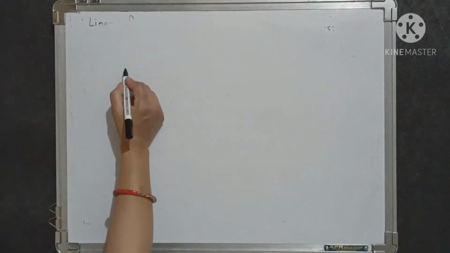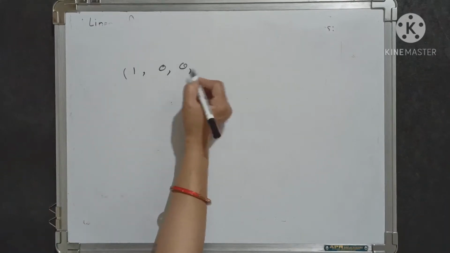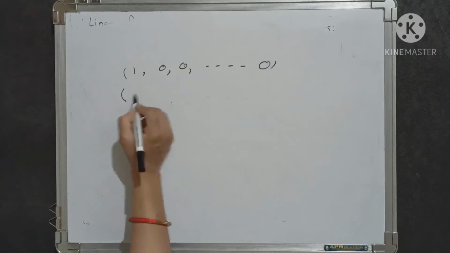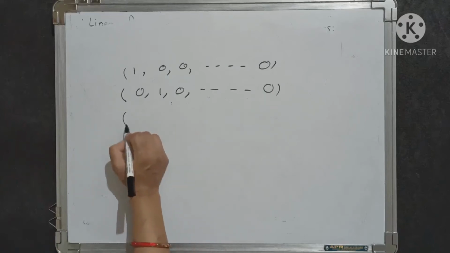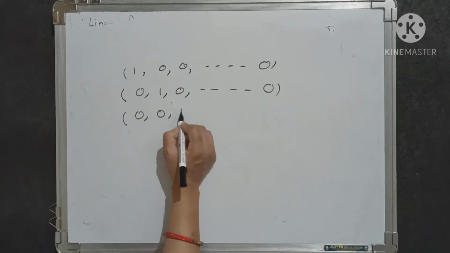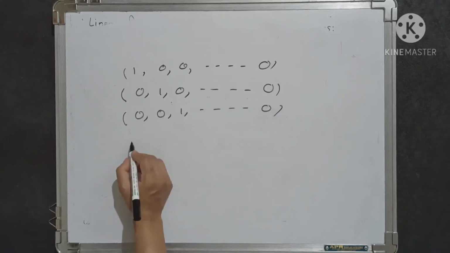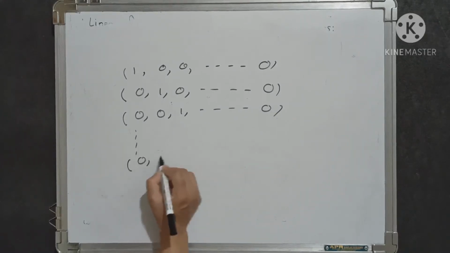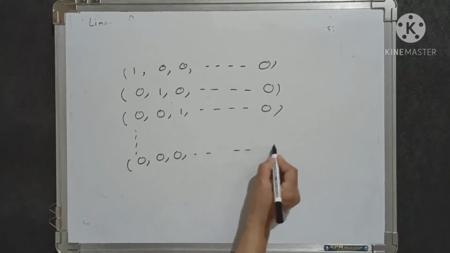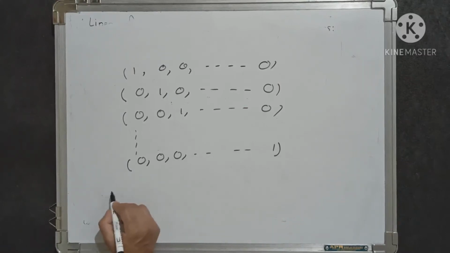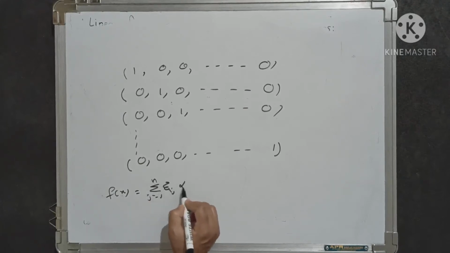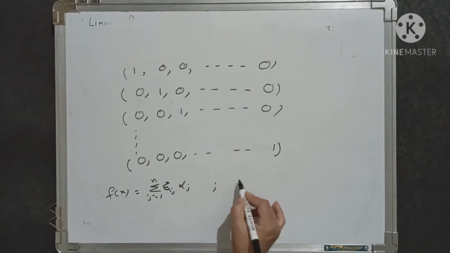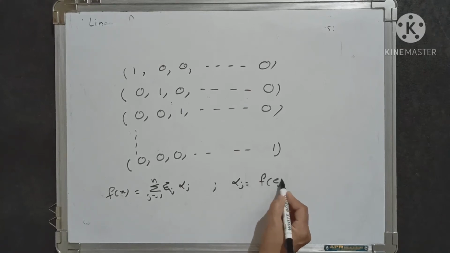We consider the n-tuples: first 1, 0, 0, up to 0; second 0, 1, 0, up to 0; third 0, 0, 1, and all the rest 0. Continue this up to 0, 0, 0, and the last is 1. We have that f of x equals the summation j from 1 to n of xi j times alpha j, where each alpha j equals f of e j for each j.